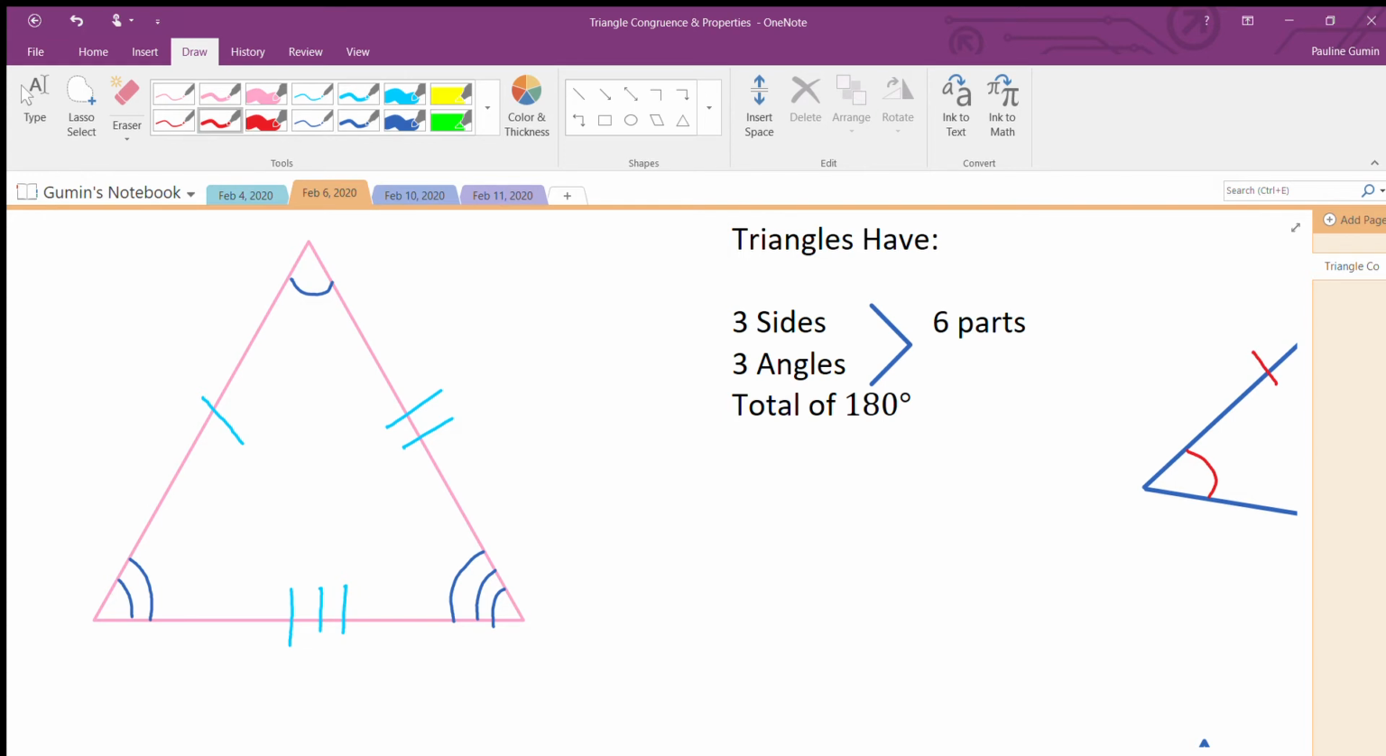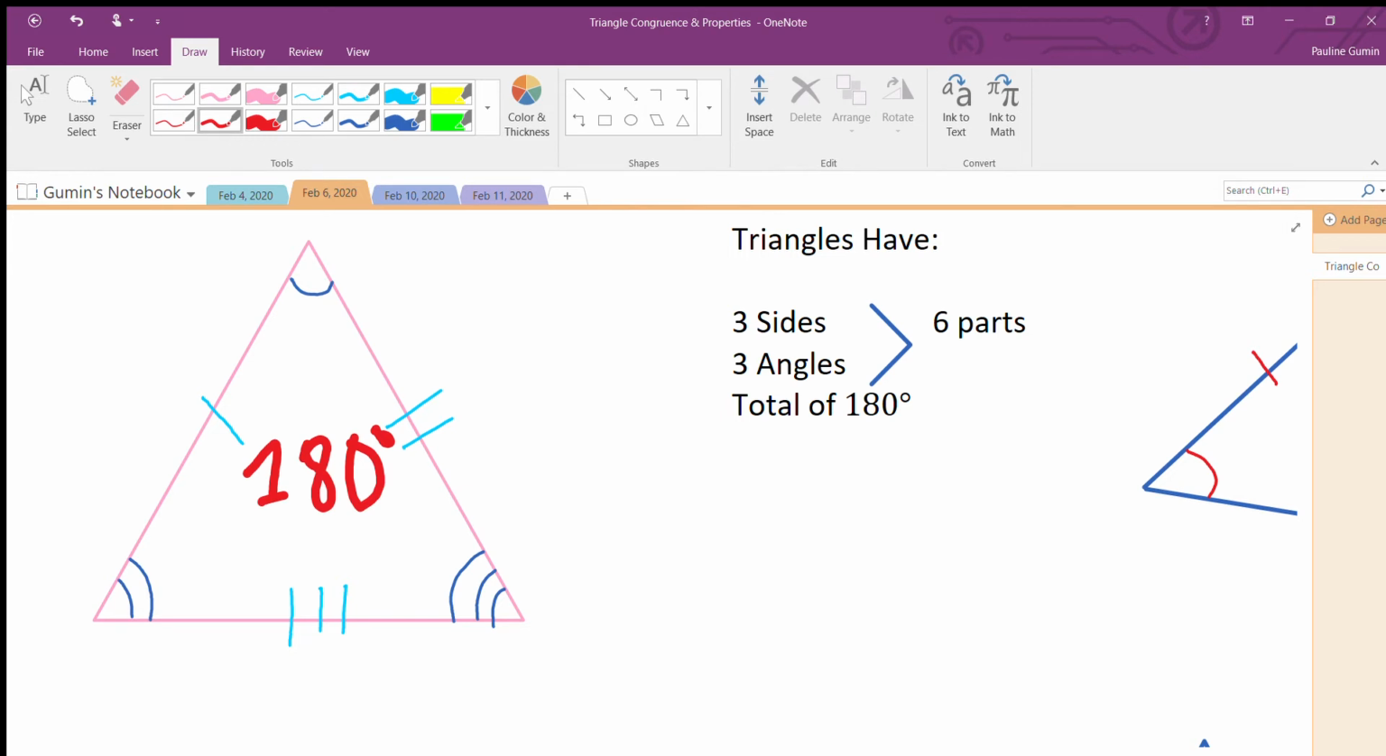A last piece of important information is that all triangles, no matter what, in Euclidean geometry, have a total of 180 degrees when you add their angles. Okay. Now, when we compare triangles, we look for 3 different types of congruencies.